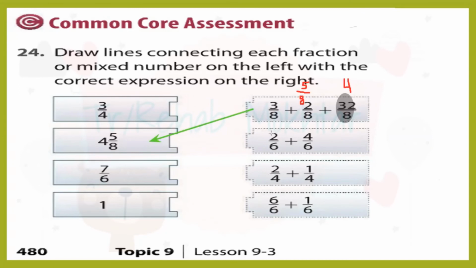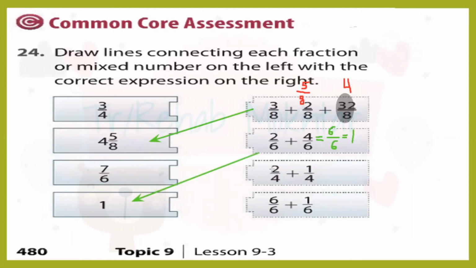After that, we have 2 out of 6 plus 4 out of 6. The first step, I will look at the denominators. We have 6 and 6, so keep 6 as it is. I will write 6, equals, and here 2 plus 4 equals 6. 6 out of 6 equals 1 whole. The numerator is equal to the denominator, so it will be the last one.